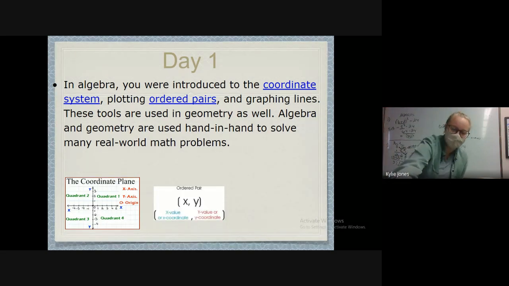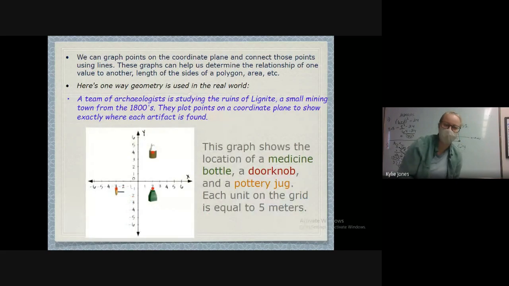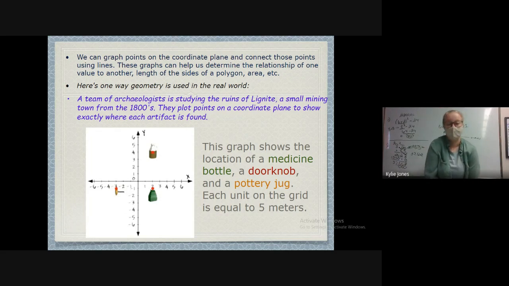We're going to skip through this stuff. There's so many words on here. It says, we can graph points on a coordinate plane and connect those dots using lines, which is kind of like what I showed you behind me, right? We can plot points, draw a line between them. These graphs can help us determine relationships to one another, the lengths of something, the area. Because if we wanted to, we could find the area of this shape. We will later, too. Not today, but in a couple weeks.